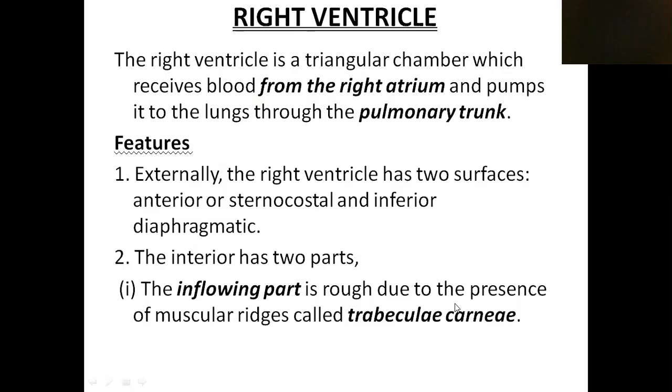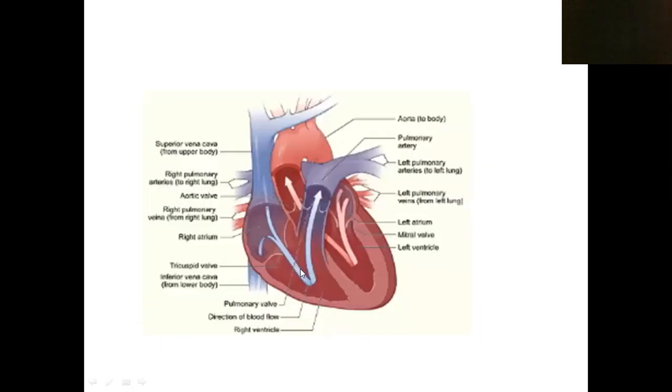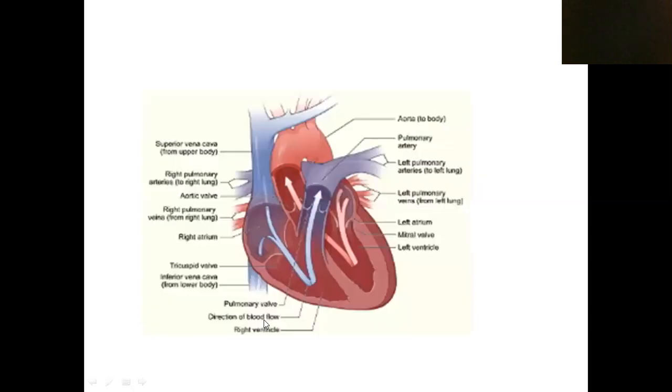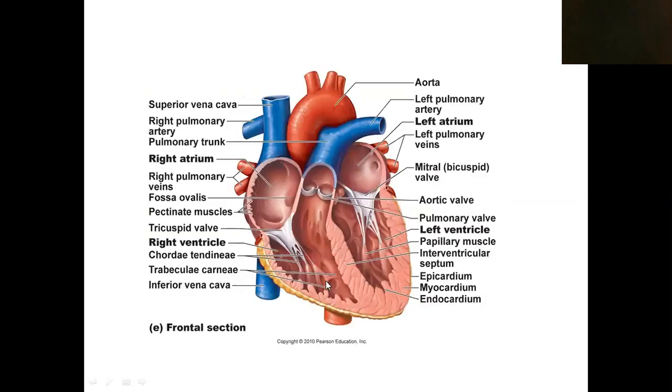See, this inflowing part, which is rough because of some muscular ridges, is known as trabeculae carneae. So what is the difference between trabeculae carneae and pectinate muscle? See, in the case of atria, it is known as pectinate muscle. In the case of ventricle, it is known as trabeculae carneae. Okay, inflowing part I will show you later. Here, this is the inflowing part. This area is the outflowing part, which is comparatively smooth. So the inflowing part, which is rough because of muscular ridges, is known as trabeculae carneae.